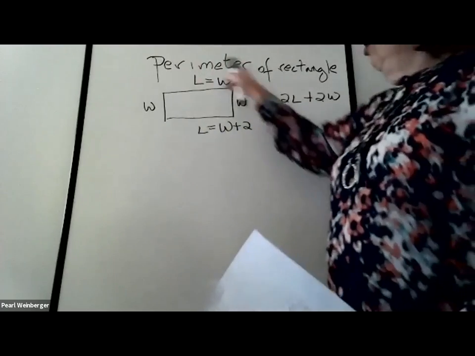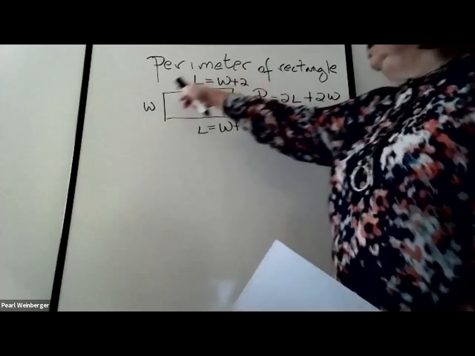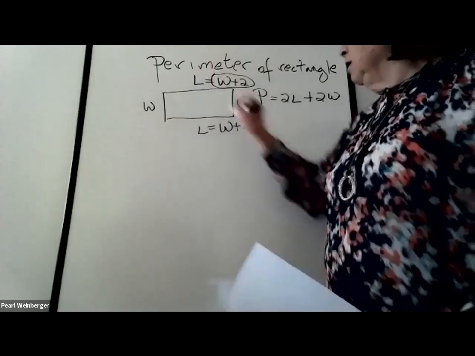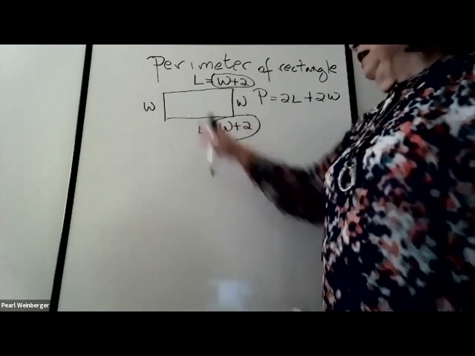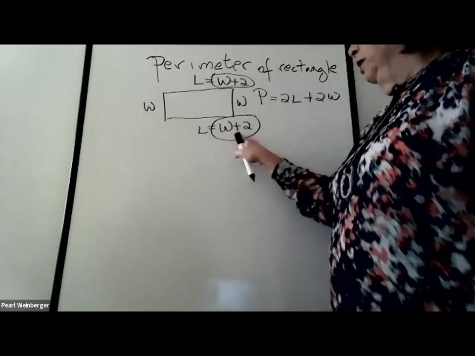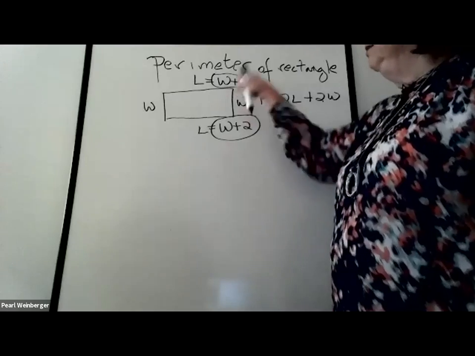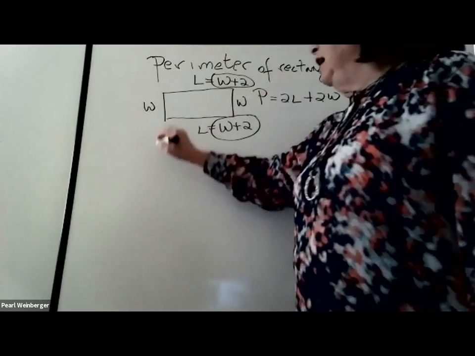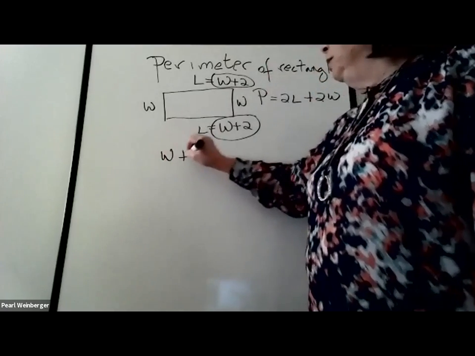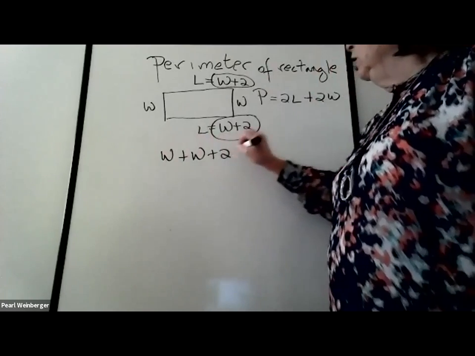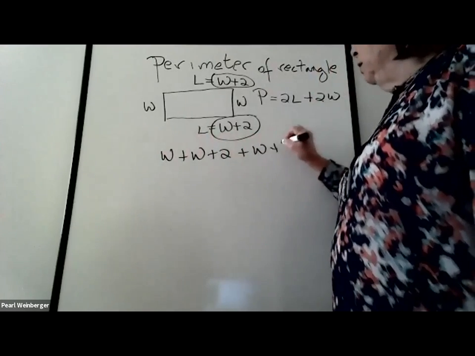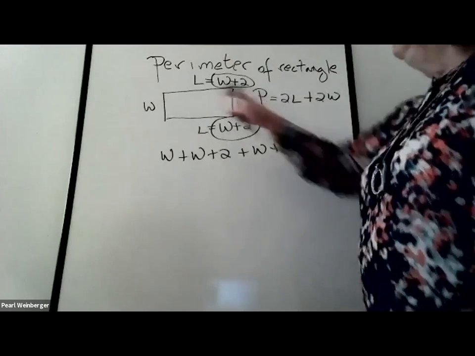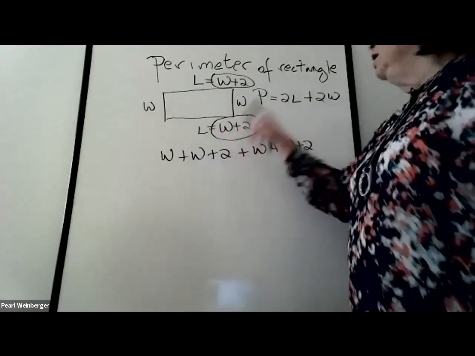And if I look at all 4 sides, and let's just use the W parts because this is the important thing. My 4 sides are W, W plus 2, W, and W plus 2. To find the perimeter, I have to add all the sides. I have to do W plus W plus 2 plus W plus W plus 2. That's my total perimeter. Or I could have done 2 times W and 2 times W plus 2.